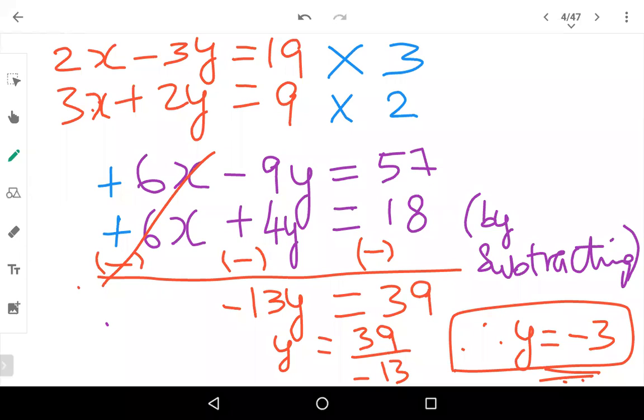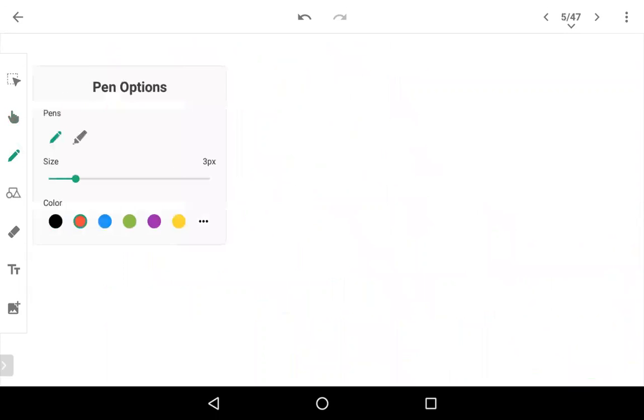Okay, good. Now, let us substitute this y value in any of the equation. You can either consider this equation or this equation. So you will be able to get the value of x. So now what we will do is we will take equation 1 and substitute the value of y, that is minus 3. Fine. So we are going to substitute. So for that you have to write all of the explanation.